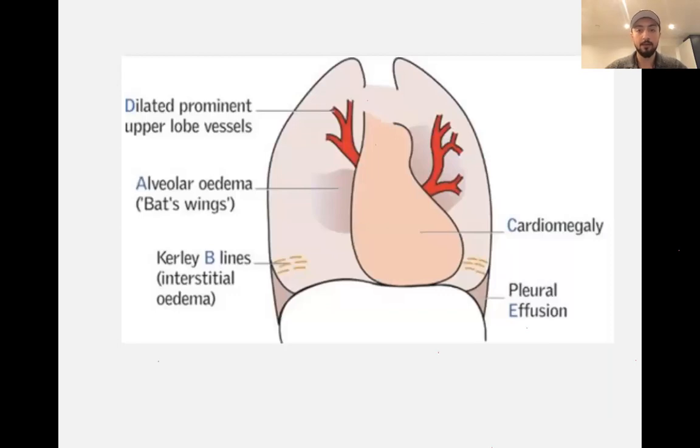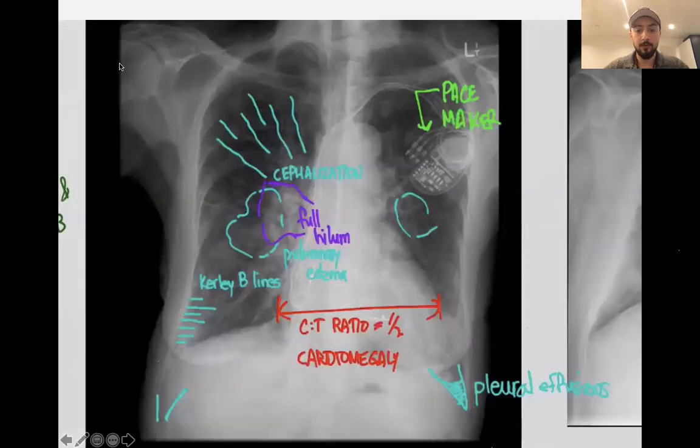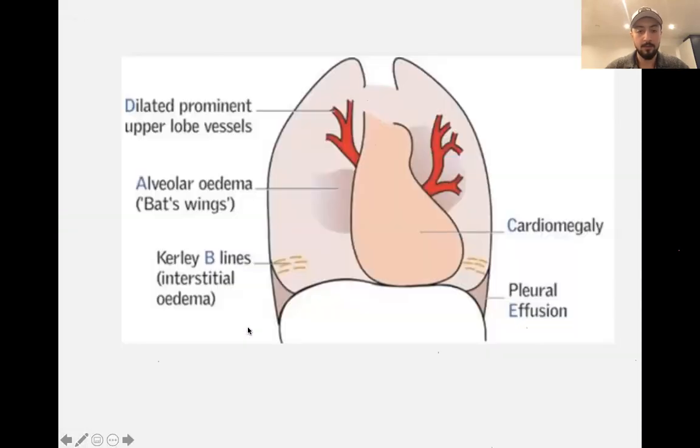So patients with congestive heart failure, they have first of all a large heart, cardiomegaly. They have pleural effusion, which we just saw. They have alveolar edema, which is called a bat wing sign. It kind of looks like a bat, if you imagine it. It's basically when the fluid builds up in the alveolar sacs, okay? And you have the dilated blood vessels on the top of the lungs, like I explained, because of the pulmonary edema squeezing the lower blood vessels.